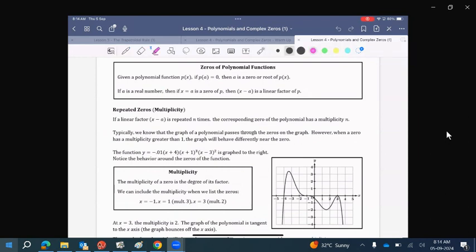One of the important things from the lemmas from the fundamental theorem of algebra is this one. Given a polynomial function p of x, if p of a is equal to 0, then a is a 0 or a root of p of x. So if you put a value into a polynomial function and the result is 0, then that value must be a root. From that, if a is a real number, then if x equals a is a 0, we can always write a linear factor for p using that.